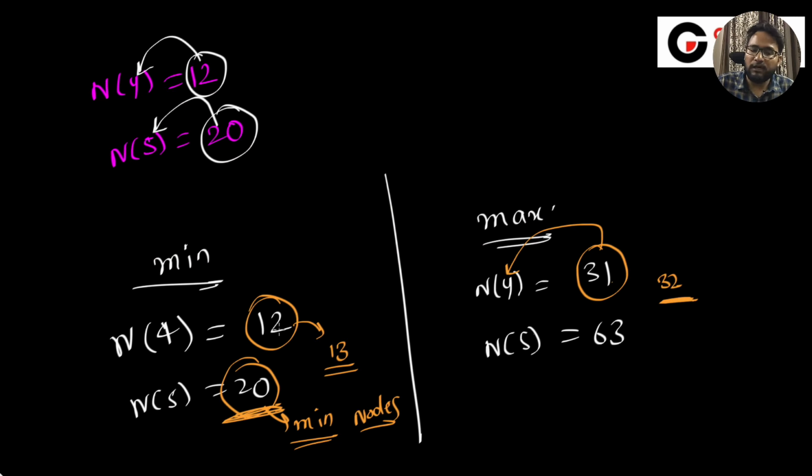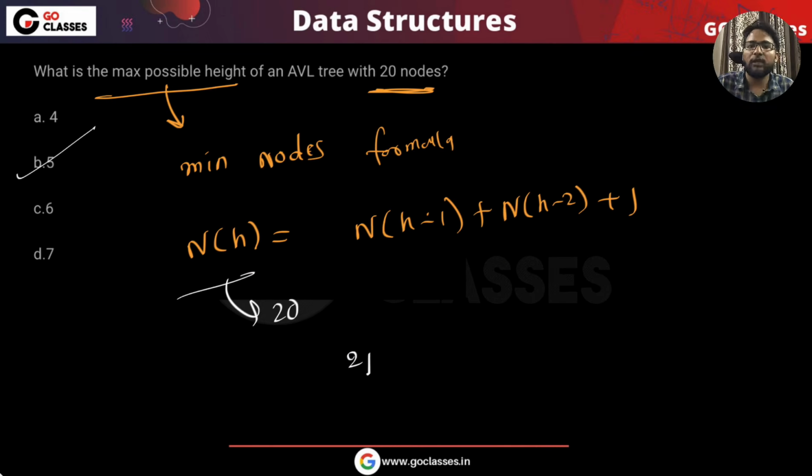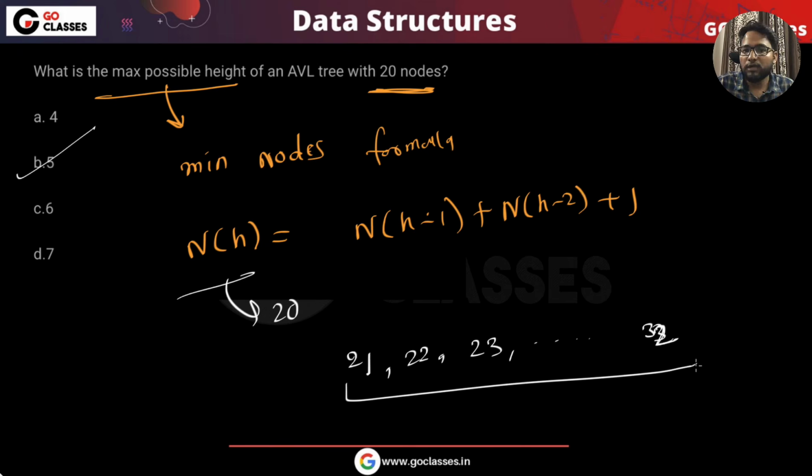What if they give, let's suppose, let me edit. This is 32 and 33. Okay, so 33. So what if they give 21? What if they give 22? What if they give 23? Like that till 32. If they give till 32, then the answer is 5 only. Why? Because the minimum number of nodes for height 6 is 33.